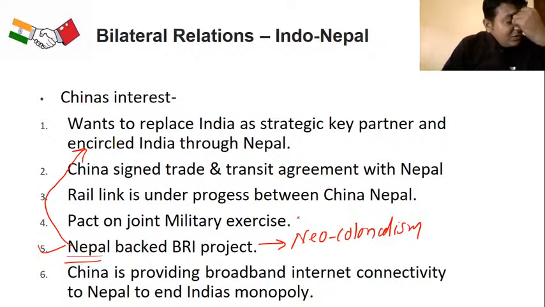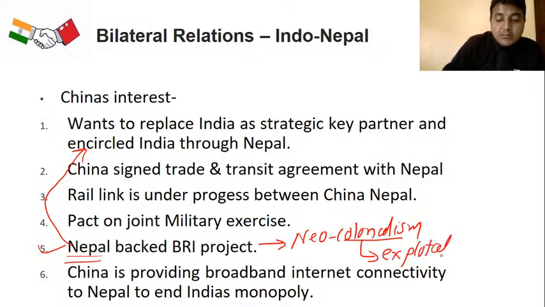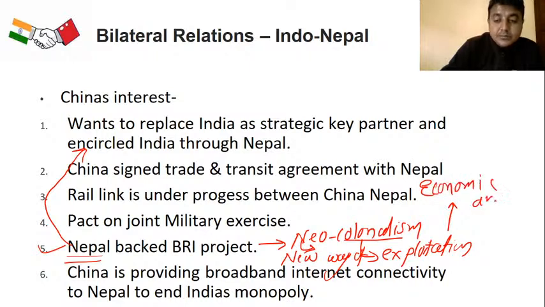Shergil asked me what neocolonialism is. I'm going to explain this in detail in the world history lecture, but right now I want to mention it in short. Colonialism is a tool of exploitation. And neo means new, a new way of exploitation, and this exploitation always has an economic angle. Clear? Neocolonialism is basically economic exploitation of a country without establishing direct control.